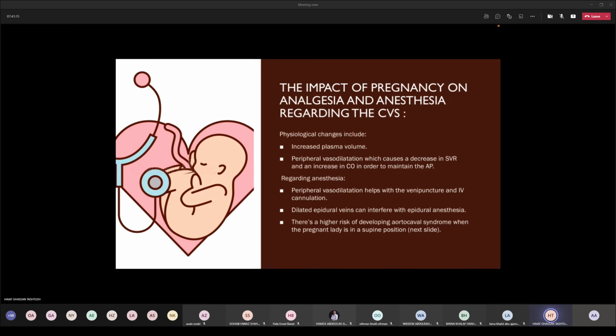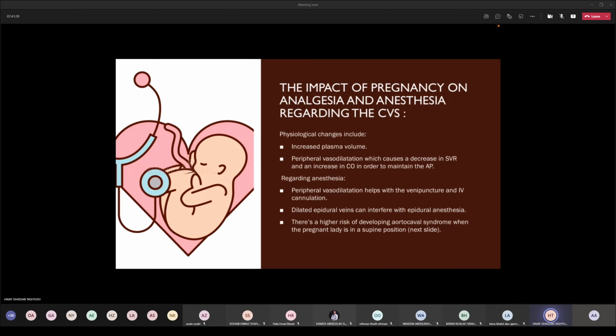Okay, what about the cardiovascular system? So there are physiological changes, which include increase in the plasma volume. بصير في عنا هون dilutional anemia. في عنا برضه peripheral vasodilation, which causes a decrease in systemic vascular resistance and increase in cardiac output in order to maintain the normal level of arterial pressure.